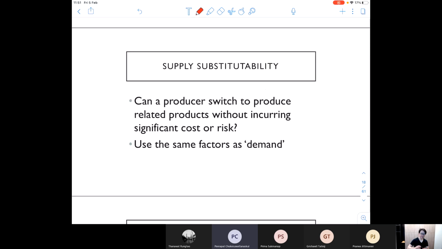Right, and that is demand substitutability. We use the SNIP test. But for the supply side, this is another side. I say it has to be someone who is ready to jump into the market and operate as a competitor without much loss, without much risk and without much cost. Right? You use essentially the same factors as demand that we talked about earlier.